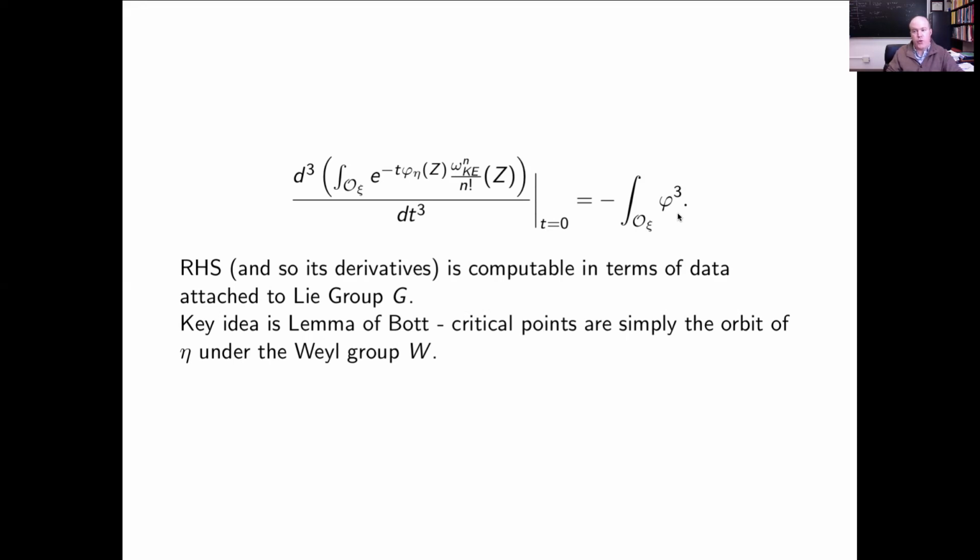And that's the end of the second talk. In the third talk, we're going to explore connections between this and the rigidity question for Einstein metrics. All right, thanks.